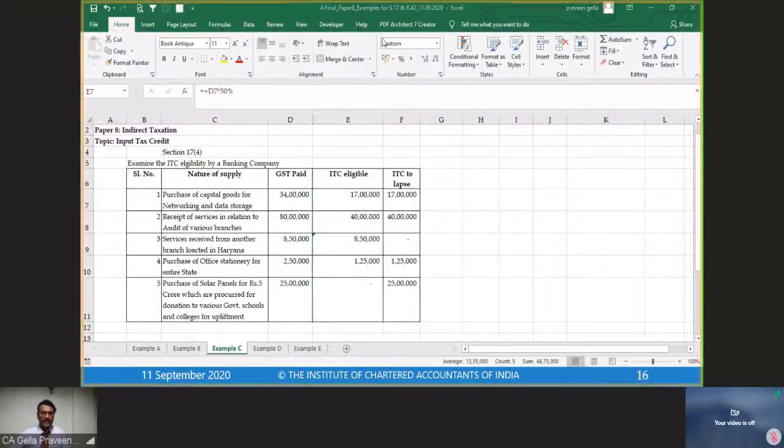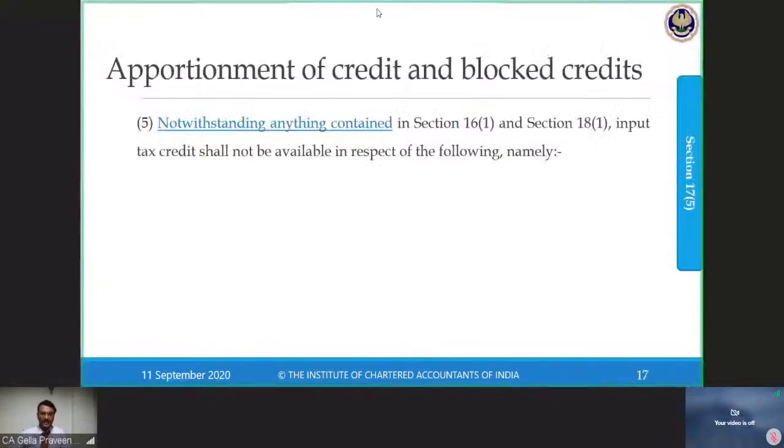Quickly, I'll come back to my PowerPoint presentation. Now, we will continue with section 17, subsection 5. 17.3 just talked about what is your ITC credit, what is your restriction, and also what is an exempt supply, and what all things we have to consider for the purpose of exempt supply. That is there in your section 17, subsection 3.